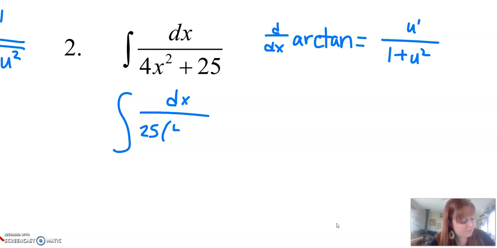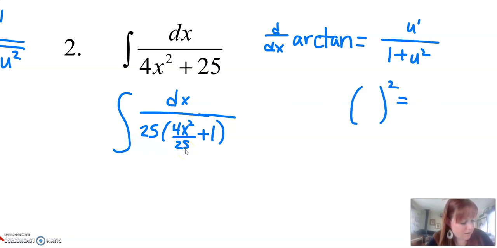And then we have 4x squared over 25 plus 1. So we're getting closer, right? We're actually getting a lot closer because now we have the 1. Now we just have to figure out, this is some quantity squared. This is just any quantity, we don't know what it is yet. So what, when I square it, do I get 4x squared over 25? Well, if I squared 2x over 5, I would get 4x squared over 25, right?